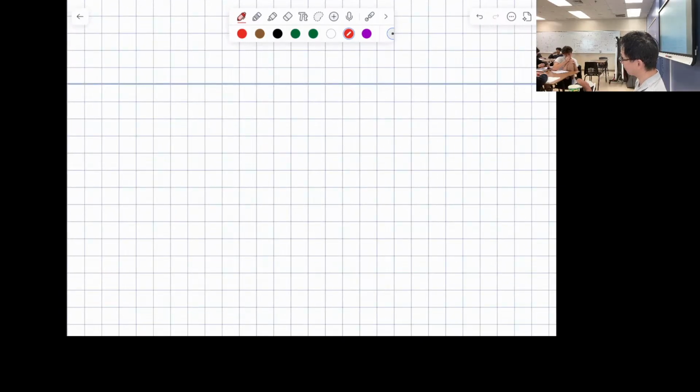All right, so we have a disk method to find volumes, or versus washer method.